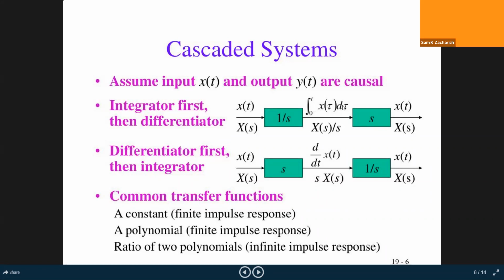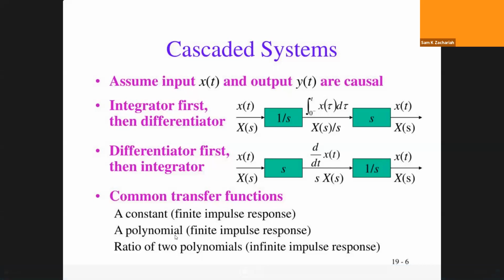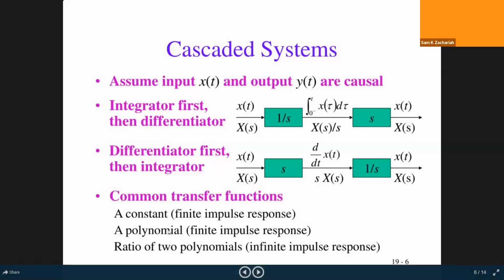So integration and differentiation will cancel, just like 1 by s and s will cancel to produce 1. Then common transfer functions are simple: a constant term. That is nothing but a static system. Here, constant means any constant value. Another is a polynomial in terms of s, the Laplace operator. For example, as plus b, as square plus bs plus c, like that. That is another common transfer function.